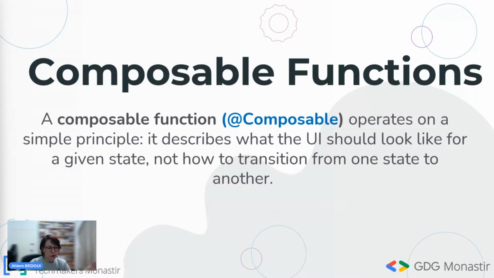Well, functions are used to describe what the UI should look like for a given state, not how to transition from one state to another. What does that mean? In simple terms, the state of the screen is predefined. The UI element will reload when it listens to any changes made to the state. It means that whenever we have a state change, we will reload the element and we will have our screen updated.